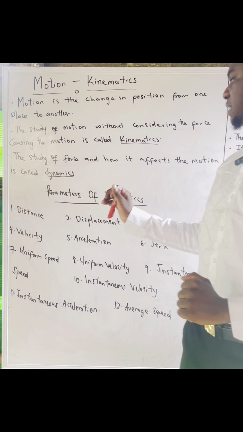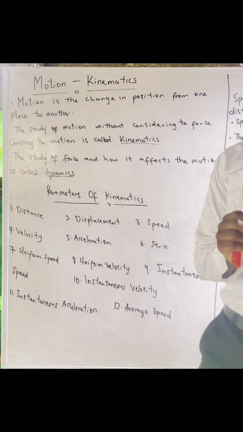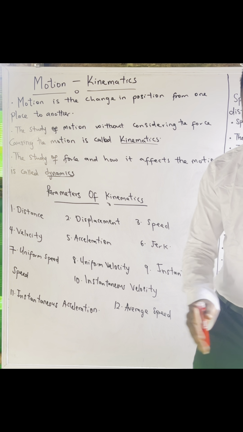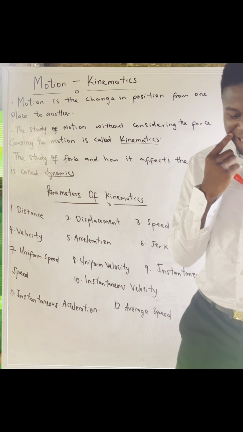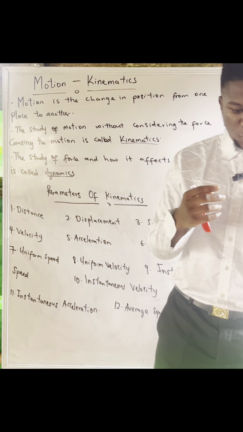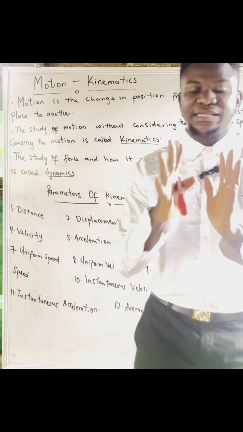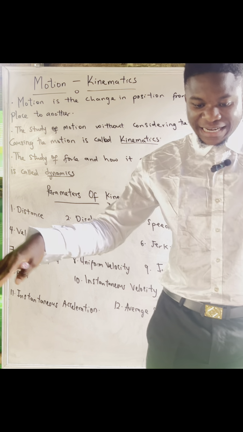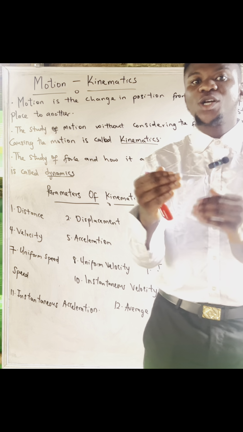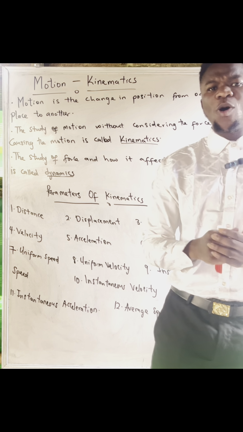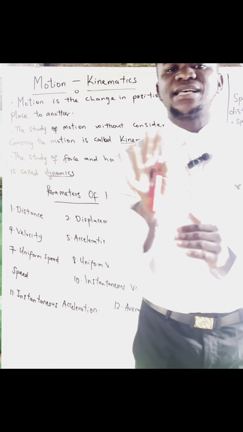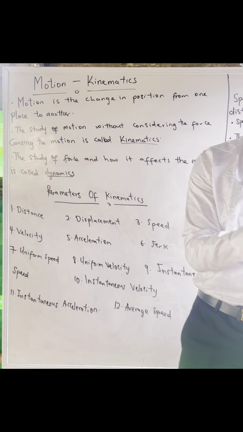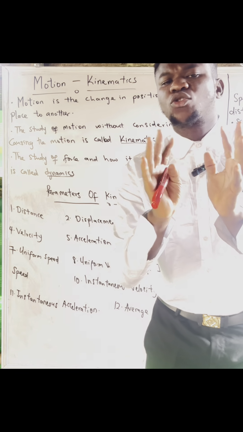So let's talk about the first thing here, which is distance and displacement. If I move from one place to another, the length I covered from one particular point to another is what we refer to as distance. Also, if I move from one point to another, the length I covered is also what we refer to as displacement. But what is the salient difference between distance and displacement? The salient difference is that distance is a scalar quantity, while displacement is a vector quantity.